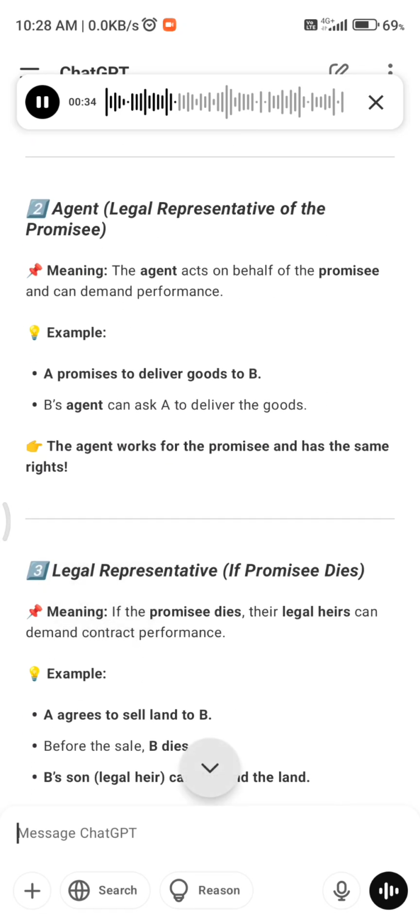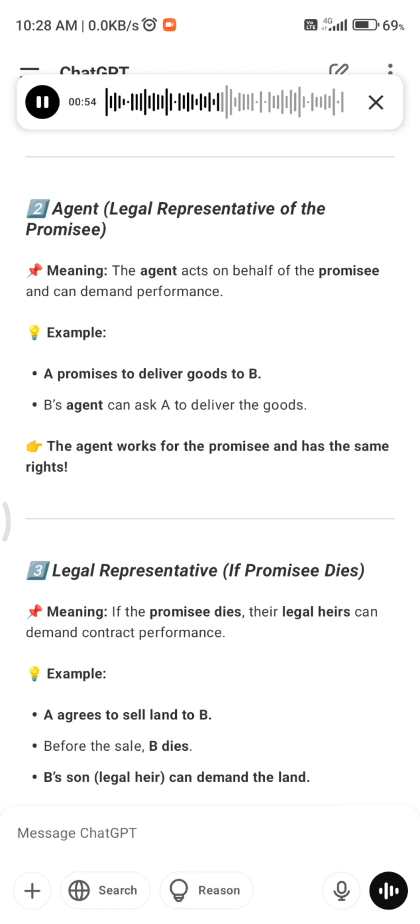Agent, legal representative of the promisee, meaning the agent acts on behalf of the promisee and can demand performance. Example, A promises to deliver goods to B. B's agent can ask A to deliver the goods. The agent works for the promisee and has the same rights.